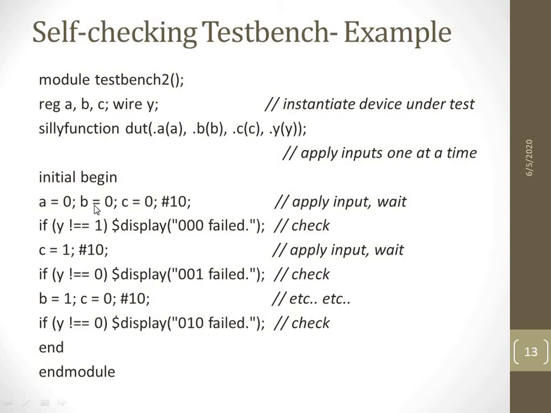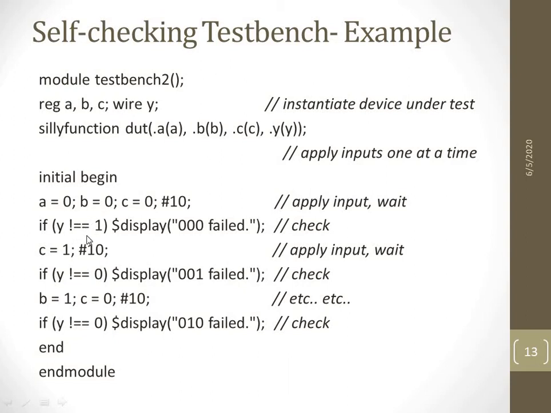See here, A=0, B=0, C=0, #10 indicates I am asking you to wait for 10 nanoseconds, and if my output is not equal to 1, what does it indicate? Y is my output. If my Y is not equal to 1, I say $display 000 failed. That means A is 0, B is 0, C is 0. All the zeros that I applied failed. So if Y equals 1, what does it display? No, it will not display.